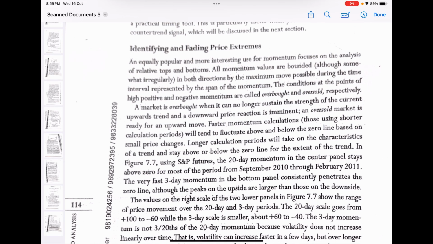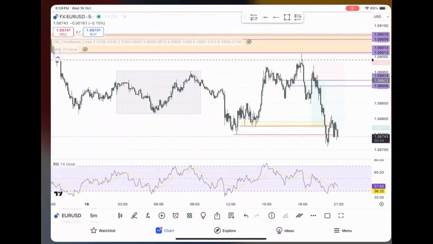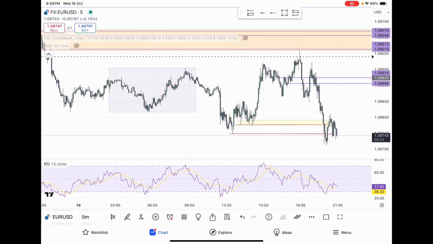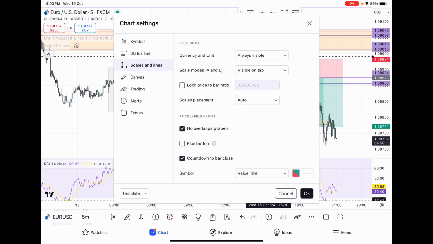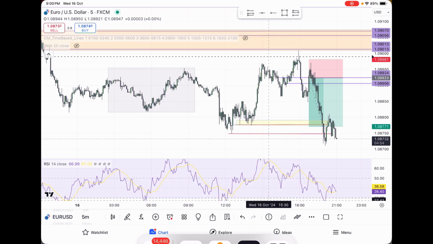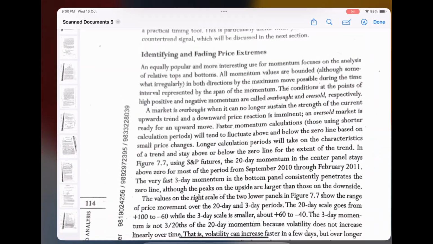Identifying and fading price extremes. An equally popular and more interesting use of momentum focuses on the analysis of relative tops and bottoms. All momentum values are bounded. So you know that momentum values are bounded above and below. So what do I mean by bounded? It means that it has an upper value and a lower value. Here you can see the upper value 80 and lower value 16, whatever you can see, right? So it's basically bounded both ways. That is what they're trying to explain.